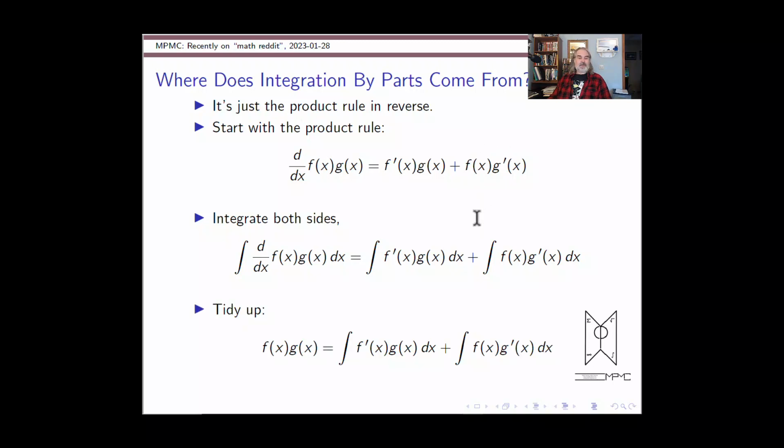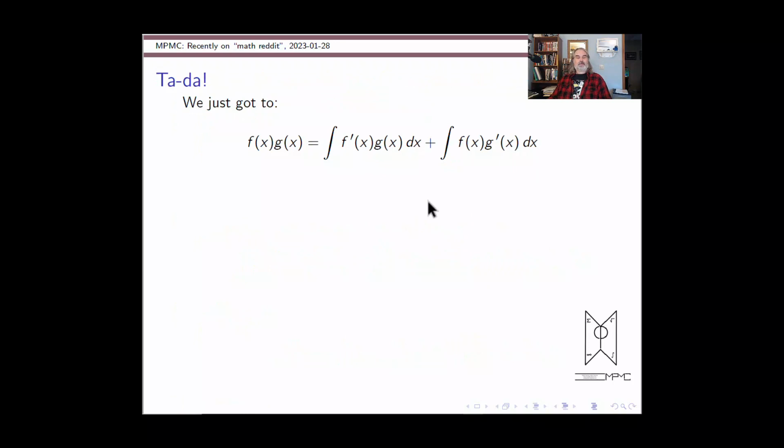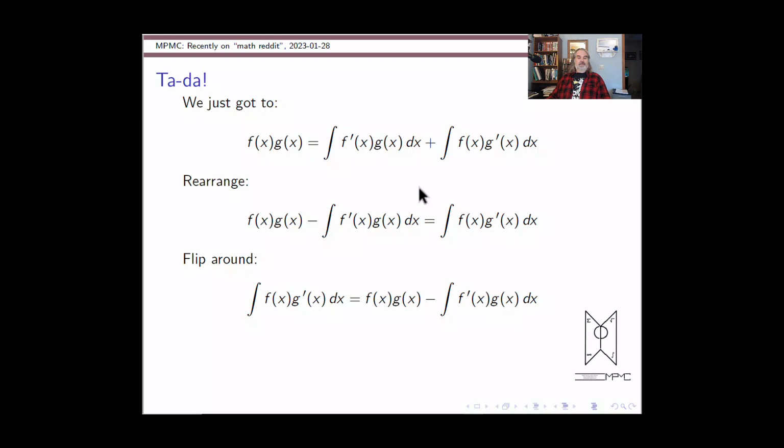We can tidy that up a little bit, at least on the left-hand side, and then to get the integration by parts formula, we just rearrange it a little bit from this point, which I just copied from the previous slide, to this. Just take this term here and subtract it over to the left, but you're used to looking at it flipped around like this. And so this is the standard integration by parts formula. The integral of f times g prime is f times g minus the integral of f prime g.